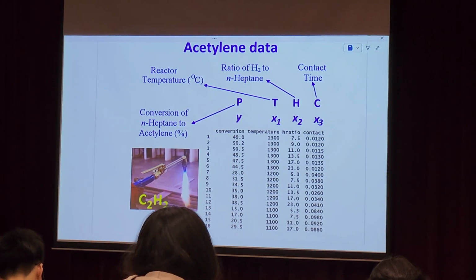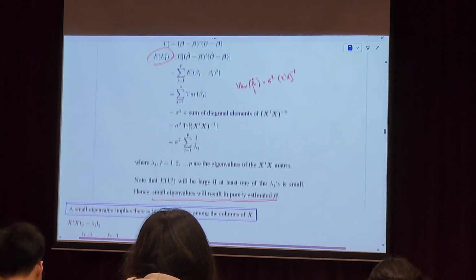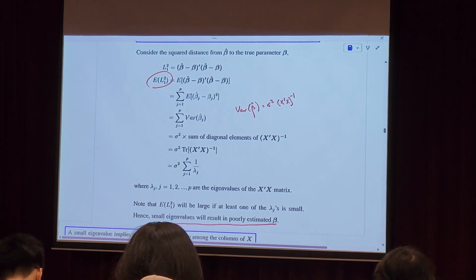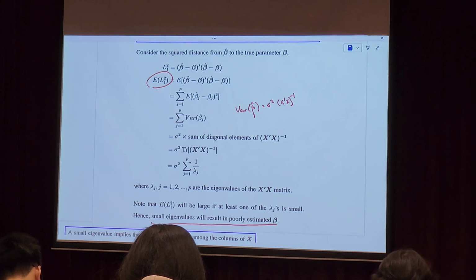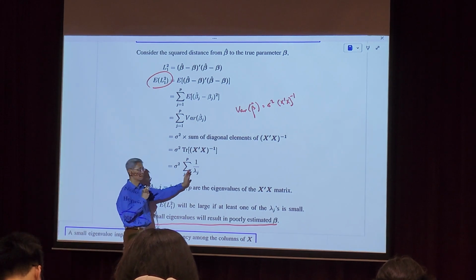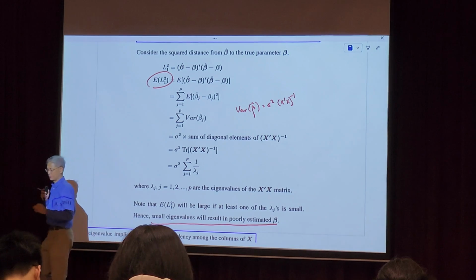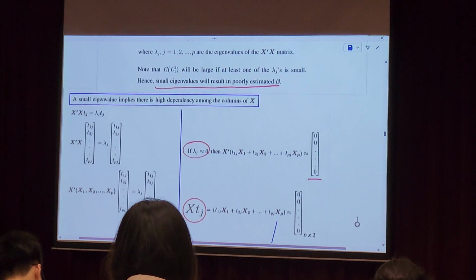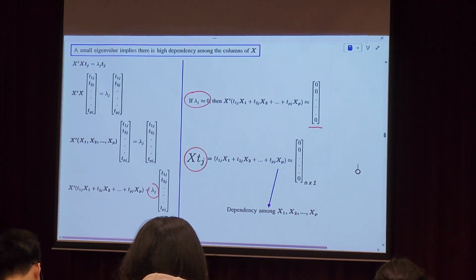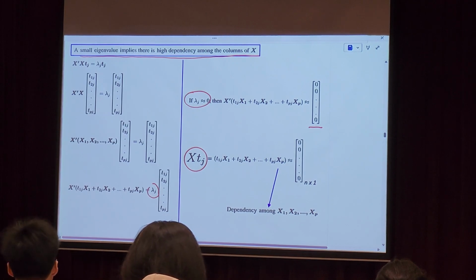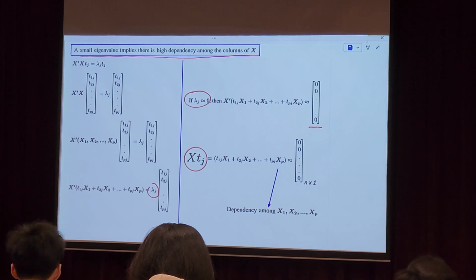So the first one, this one, shows us that the distance between beta hat and beta, or the average distance, will be large if you have a small eigenvalue. So a small eigenvalue is not desirable. The second analysis here shows us that a small eigenvalue implies there is a high dependency among the columns of X.